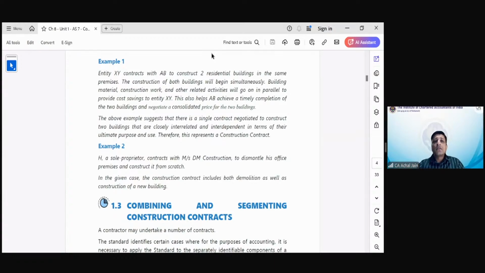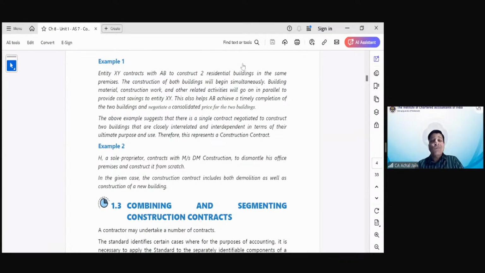Great. Sorry, I missed some of your responses. Malu says XY is the contractor. Nitin says XY is contractor. Sanya says AB is contractor. Abhishek says AB is contractor. Neha, I think, is saying XY. So some of you think that XY is the contractor, but mostly the responses which I'm getting, AB is the contractor. Okay, no worries. So let's try to look at this.